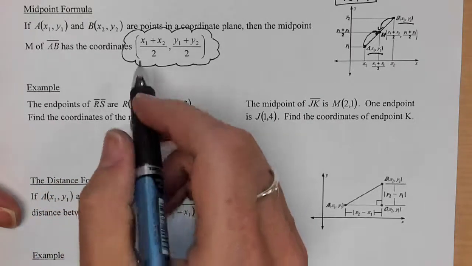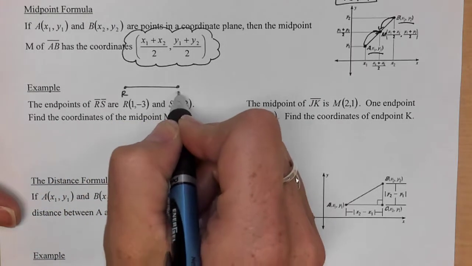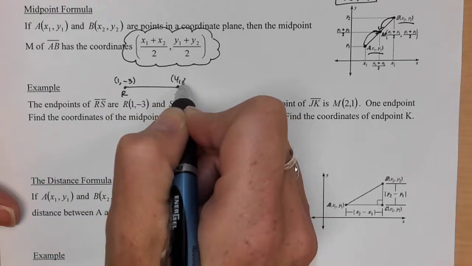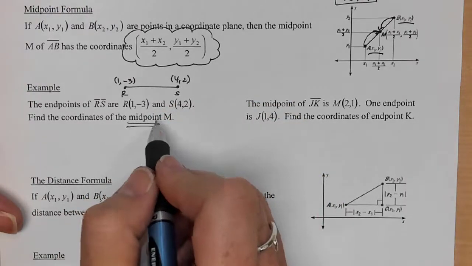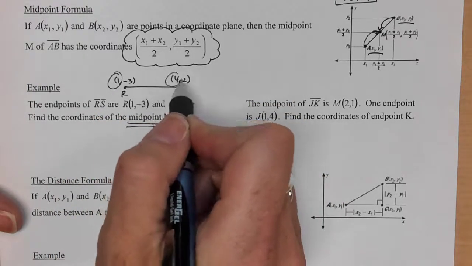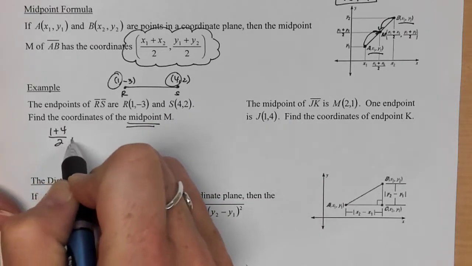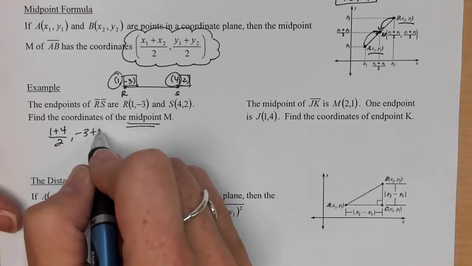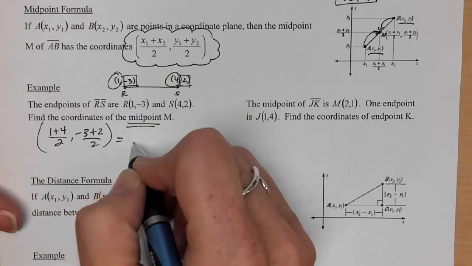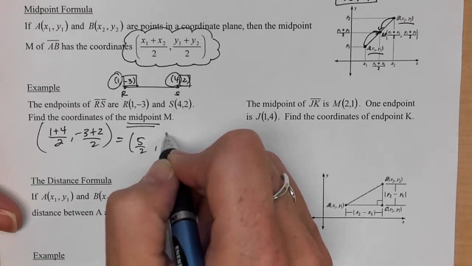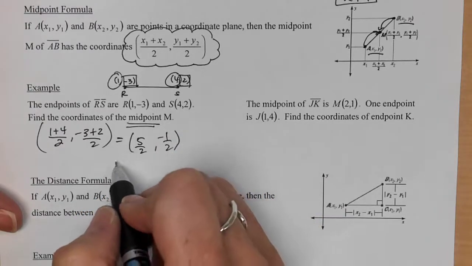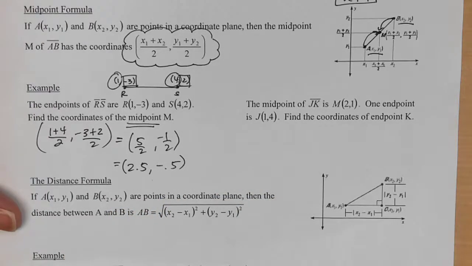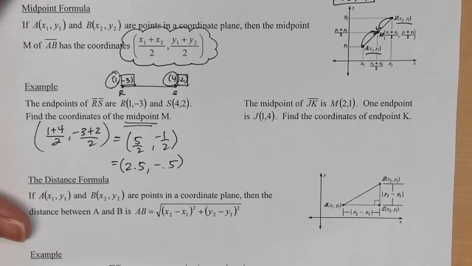So the endpoints of RS, and I'm just going to sketch a picture real quick. The endpoints are (1, -3) and (4, 2). So in order to do the midpoint formula, I just have to add my x's and divide by 2. Add my y's and divide by 2. Do a little simplifying here. You get 5 halves and -1/2. Now you can switch this to decimals if you want, so 2.5 and then -0.5. Either answer is fine.